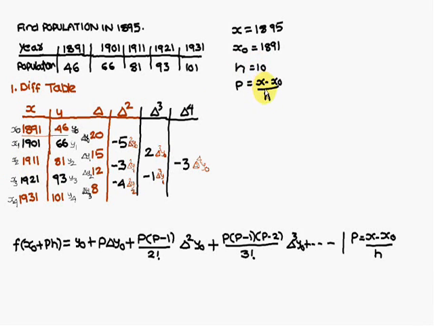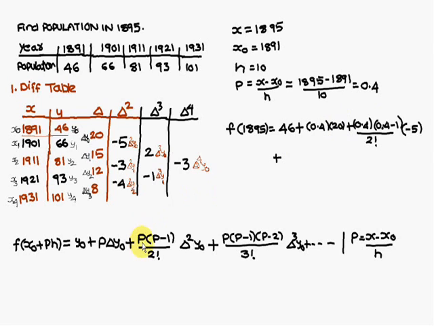P is equal to (x minus x naught) by h. Just substitute the values, you are going to get p as 0.4. Okay, therefore f of 1895, substituting in the formula, you are going to get y naught, which means 46, plus p delta y naught. P is 0.4, and delta y naught here is 20, therefore 20.